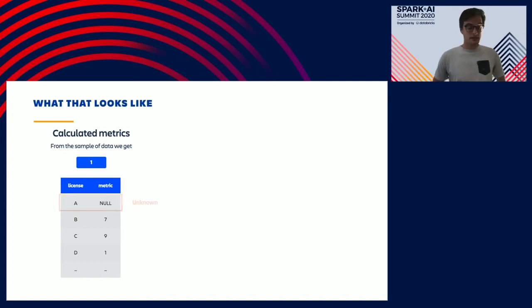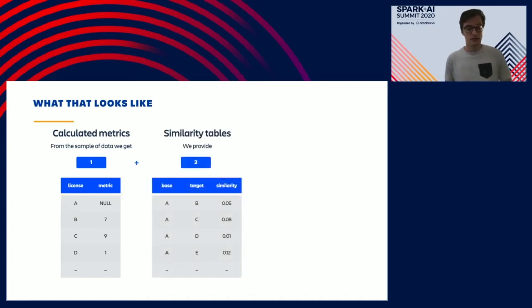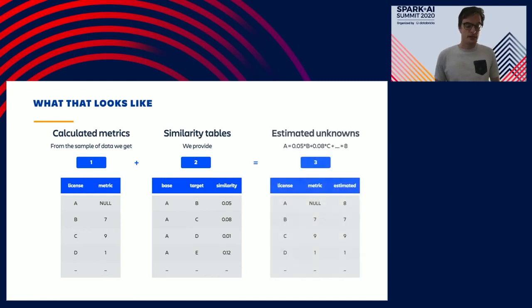The second step is to attach the similarity scores we provide through a simple join, where here A is considered 5% similar to B, 8% to C, and so forth. And then the user can estimate the unknowns through a product of the similarity score and the known metrics. So for A, it's estimated as 5% of the value for B, plus 8% of the value for C, and so forth, ultimately creating a predicted value for the unknown license.